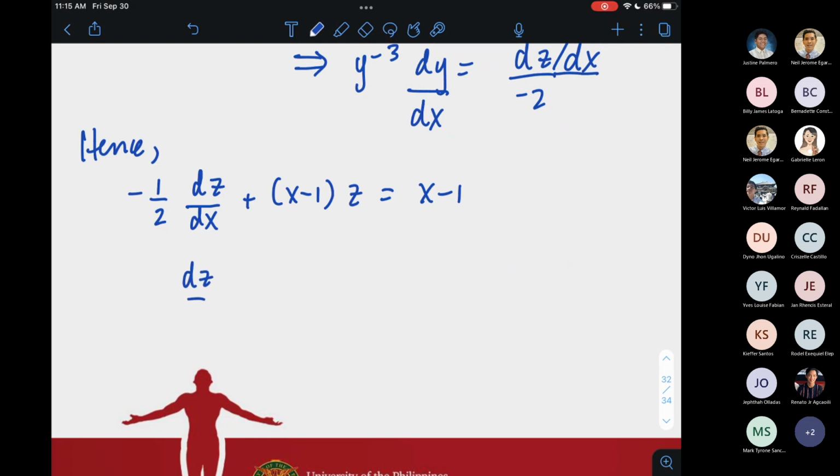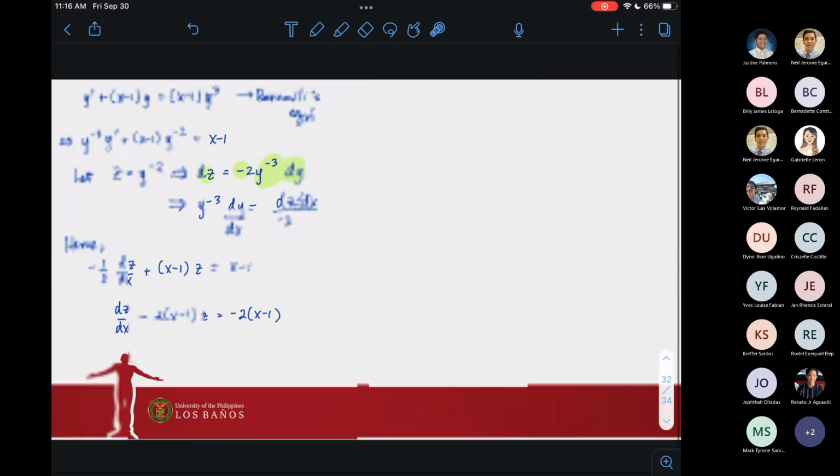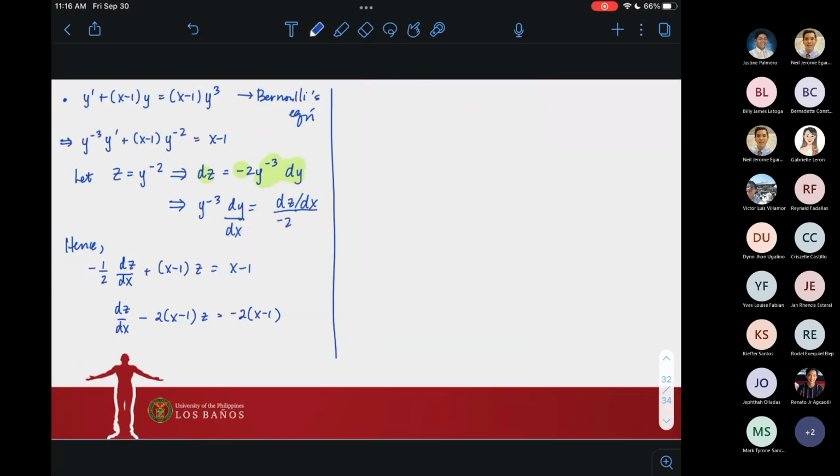So ito yung magiging dz over dx minus 2 times x minus 1 times z equals negative 2 times x minus 1. Tapos, naka-standard form na siya, right? Kasi ito ay z, function lamang ni x, tapos z, tas function lang ni x. It is now in standard form. Tapos pwede ko na siya ngayong hanapan ng integrating factor. Alright? So the integrating factor here would be this.